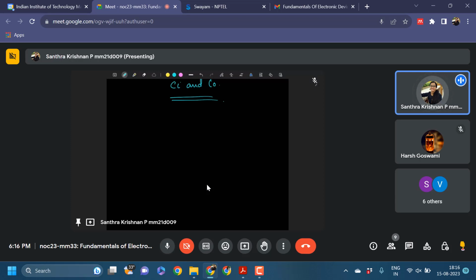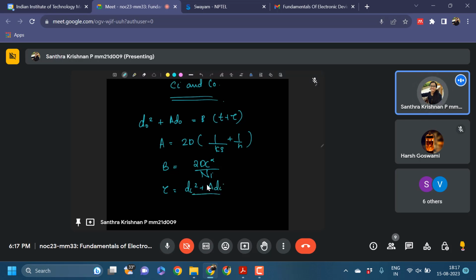So once we have these F1, F2 and F3, we'll have the general solution. I'm not going into the derivation of that part. The general solution can be written as D0 square plus A D0 is equal to B into (T plus tau), where A, B and tau are basically constants. A is given by 2D into (1 by Ks plus 1 by H), B is equal to 2DC star by N1, and tau is equal to Di square plus A Di by B.